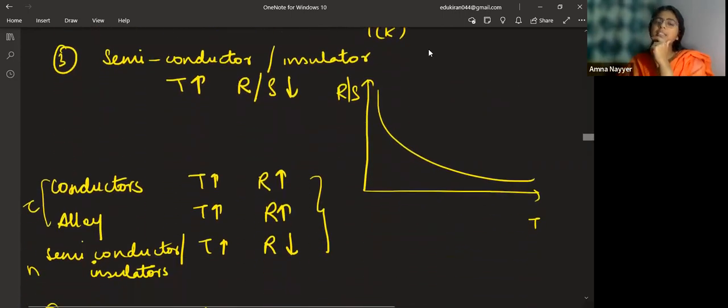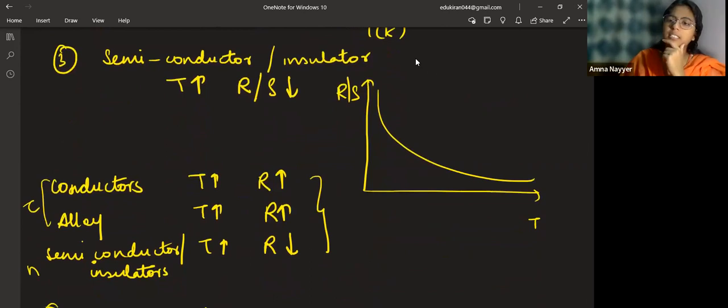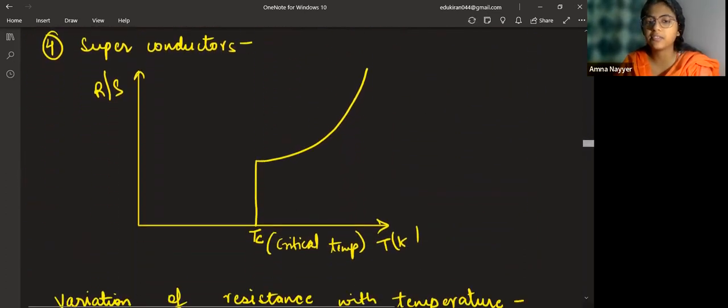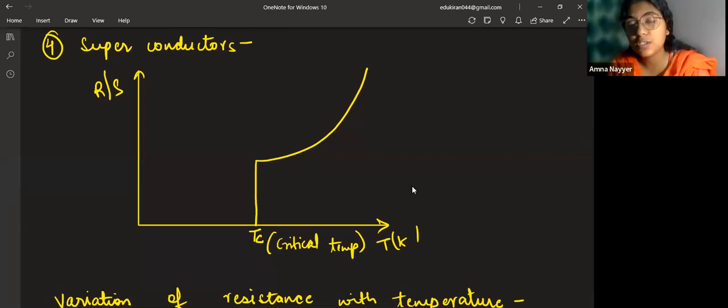Then semiconductors: if temperature increases, then resistance or resistivity decreases. So you will get a proper hyperbolic graph, an inversely proportional graph. This is basically a summary you should remember. Whatever is the case for insulators, the same is the case for semiconductors. Both of them have the same case. Superconductors you should also remember, because if the graph is given, identification of the graph can be asked. All the 4 or 5 graphs will be mentioned to you, and you have to choose which graph is depicting which material: conductors, insulators, superconductors, alloys.